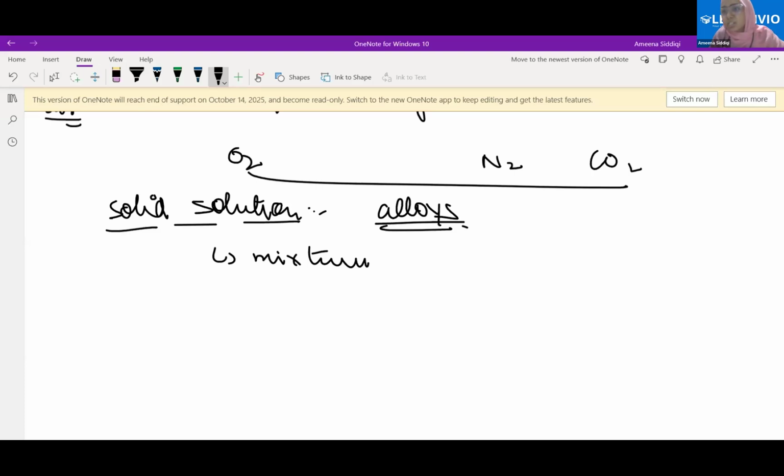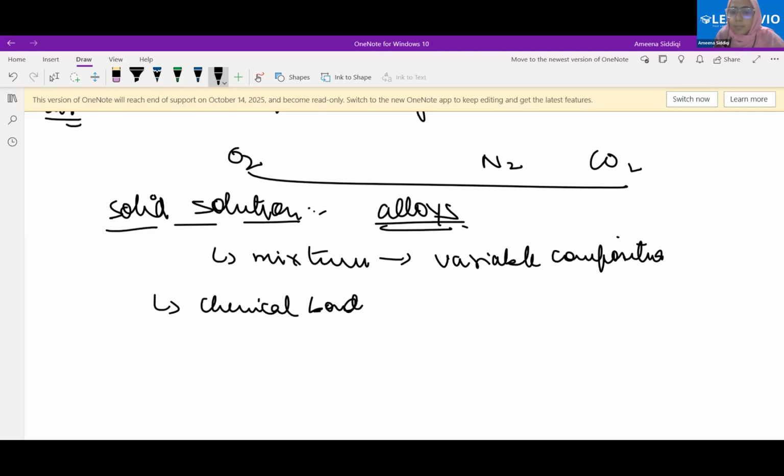Why are they considered as a mixture? Because they have a variable composition. Fine. But there's one point which is very important to be noted. The bonding in case of alloys is chemical bonding. Okay, chemical bond. Let's say, give me one example. Let's say we have zinc and copper, bonded together. Now this is an alloy. That is brass. Clear?